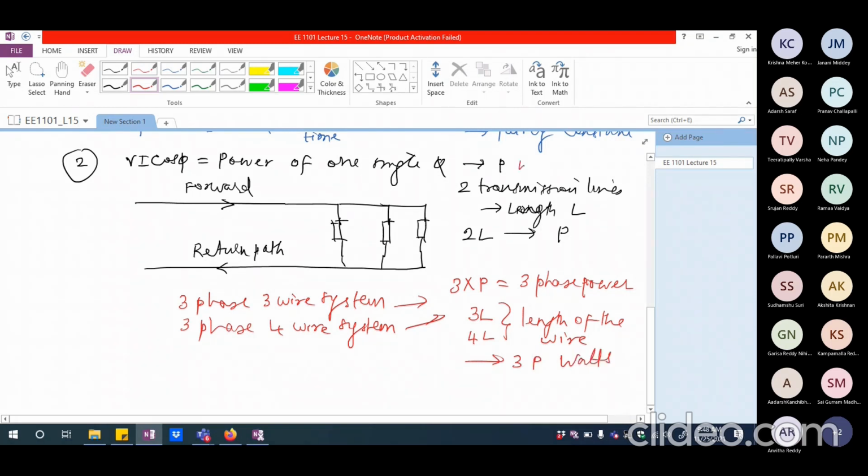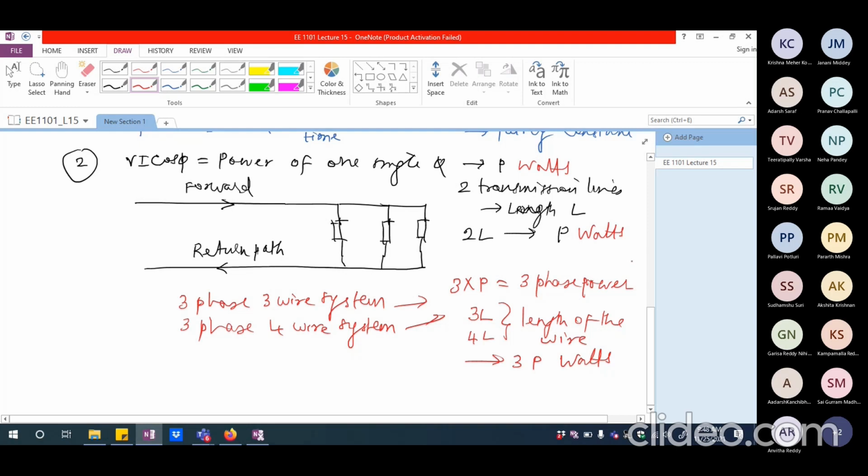Here we are only transmitting P watts. So with 2L meters of length, we are transmitting only P watts, whereas we are not using 6L, but we are using only 3L or 4L, and we are able to essentially transmit 3 times the original power that we transmitted in single phase. So you save a large amount of copper. So these are the two major reasons why three-phase is very, very commonly used.